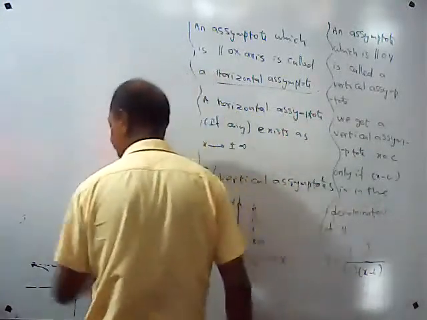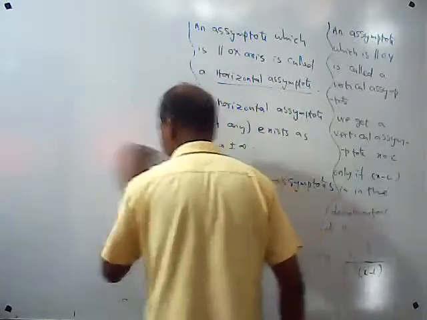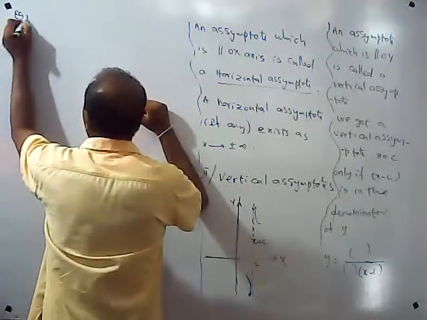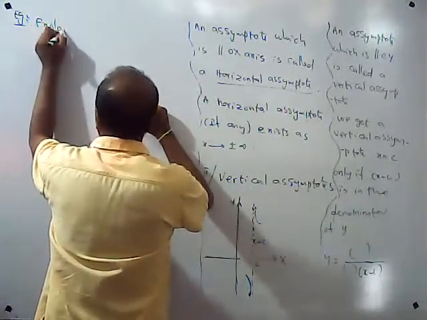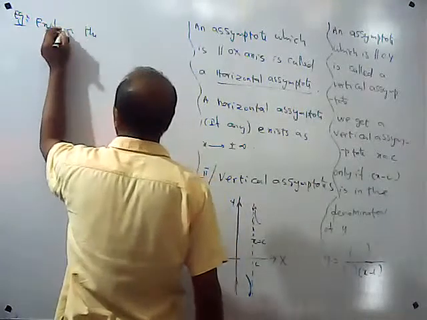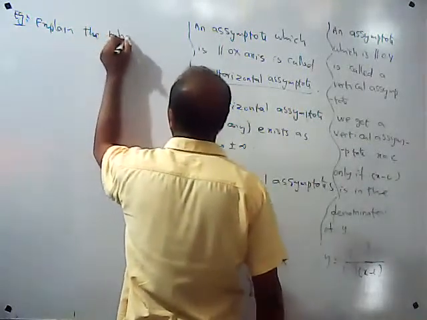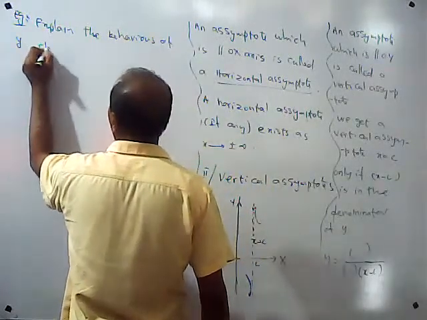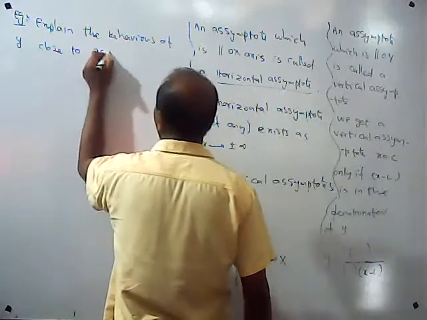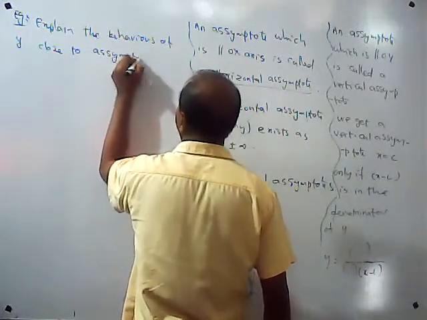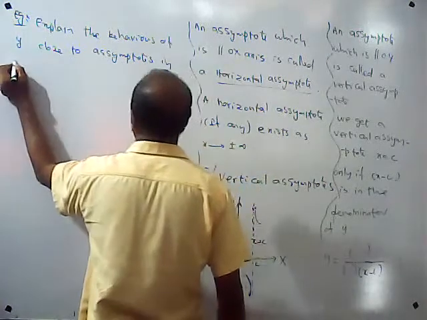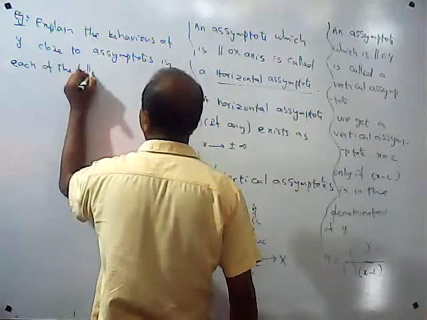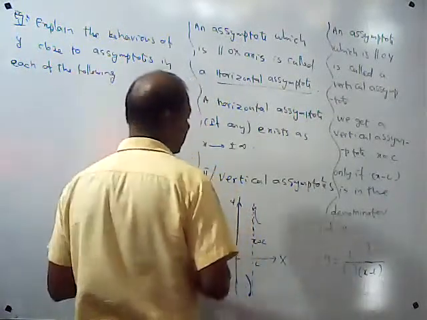Like examples. Explain the behavior of y close to asymptotes in each of the following. In each of the following, right?